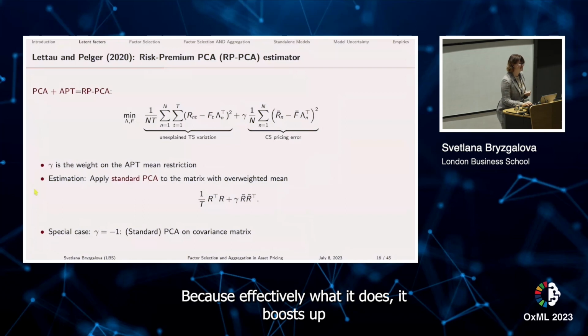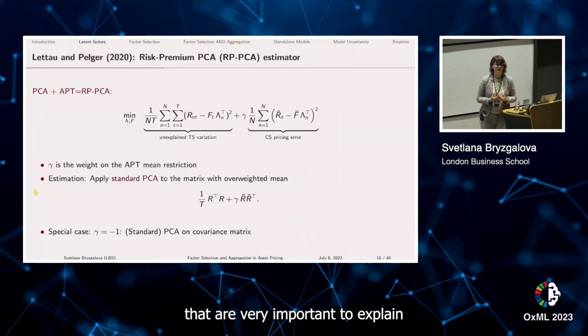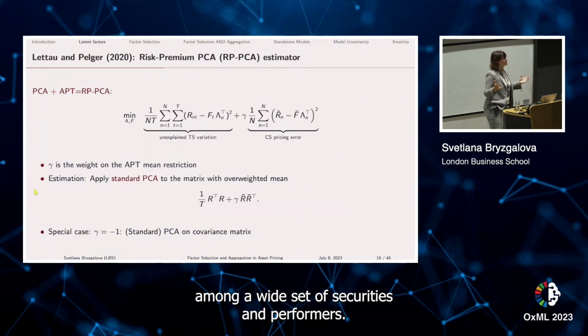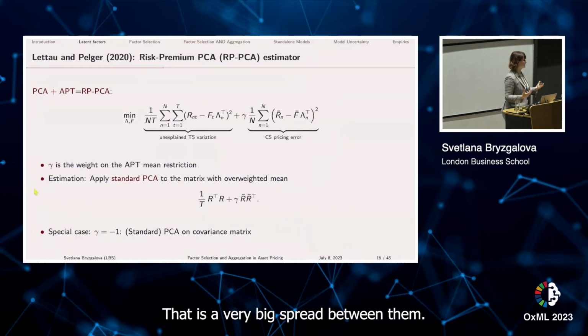Because effectively what it does, it boosts up the signal of the weak principal components that are very important to explain a cross-section of average returns. Among a wide set of securities and portfolios, we have a lot of assets that have high rate of return, low rate of return. There is a very big spread between them.